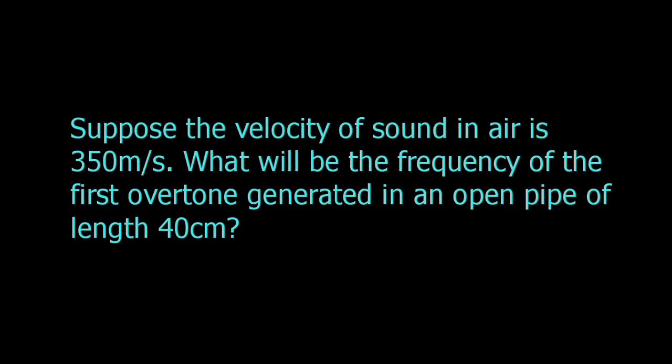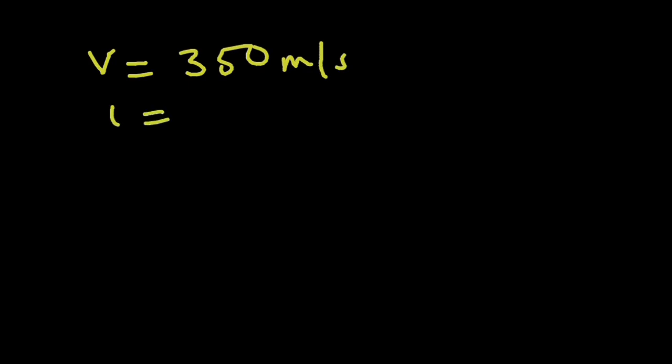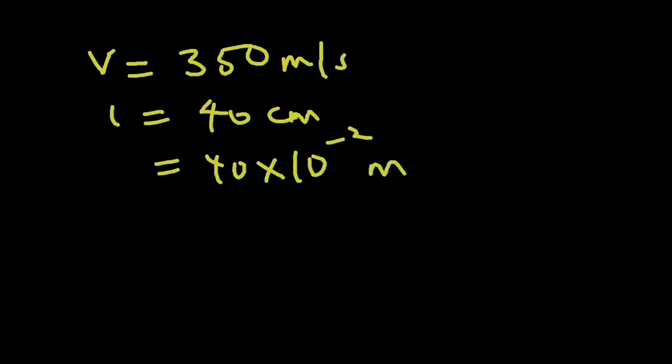Lastly, let's consider this question. Suppose the velocity of sound in air is 350 meters per second. What will be the frequency of the first overtone generated in an open pipe of 40 centimeters? We shall start by identifying the given parameters. From the question, we are given the velocity of sound as 350 meters per second. And of course, the length of the pipe is 40 centimeters, which of course is equal to 40 times 10 to power minus 2 meters. We are told to get the frequency of the first overtone.